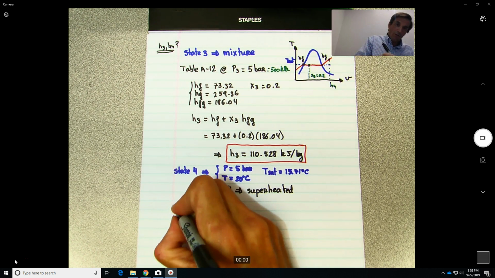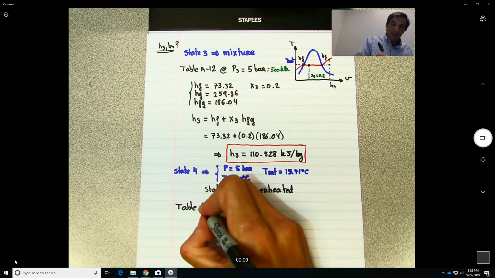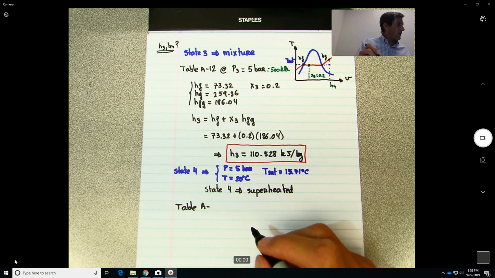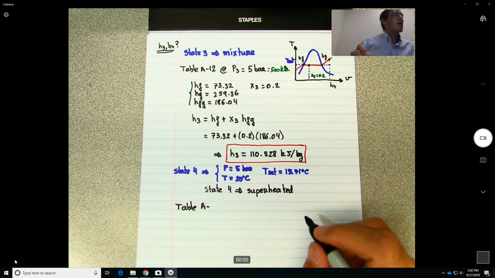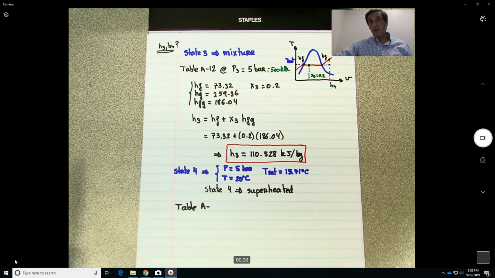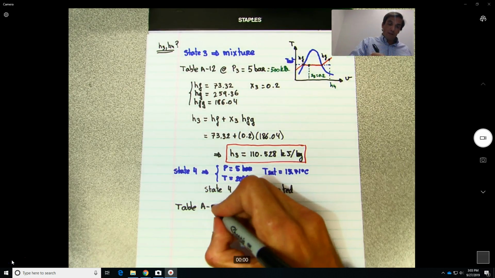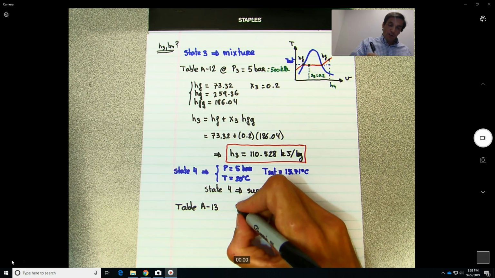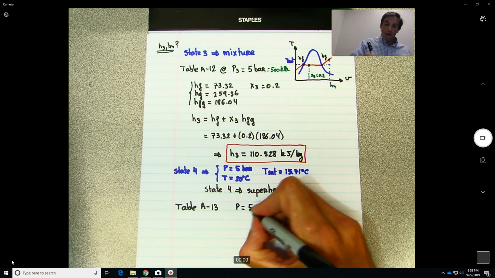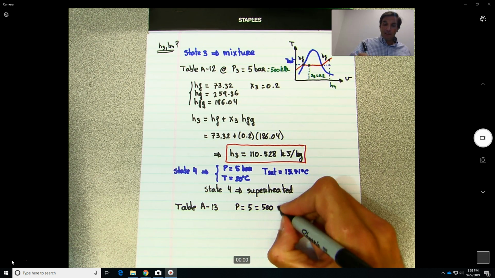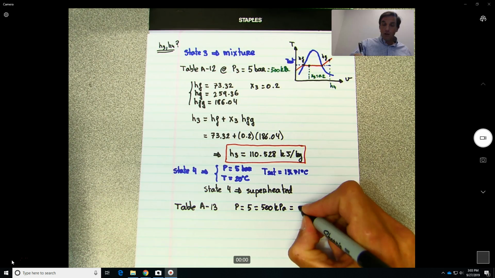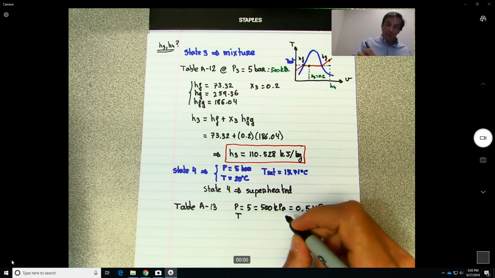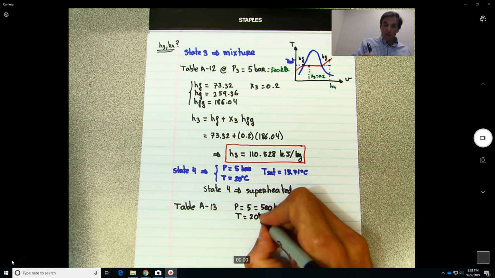Okay, so we go to table A, I think it's table 13. So, okay, they keep changing everything. So we know P2 is 5 bar, which is 500 kilopascals, which will be equal to 0.5 megapascals, and we know that the temperature is 20 degrees Celsius.